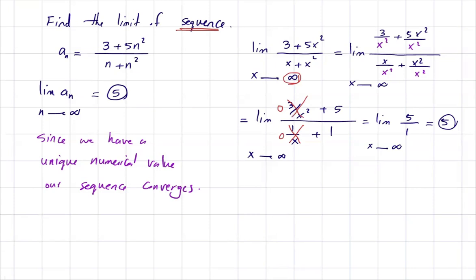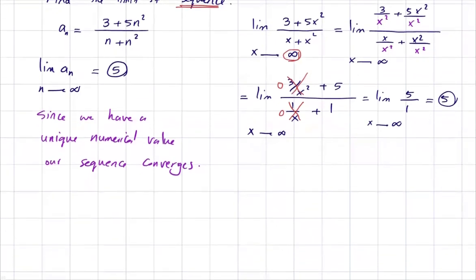Next one. This sequence is a sub n equals 3 plus, and I'm going to keep the exact same numerator. On the denominator, however, I'm going to write it as 1 plus n. You want to find the limit of this sequence. What is the limit of a sub n?